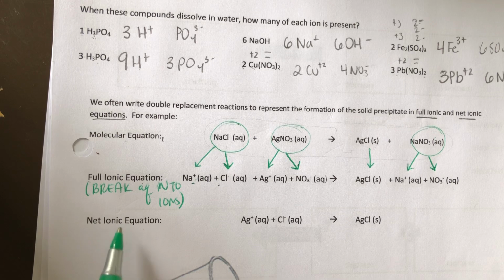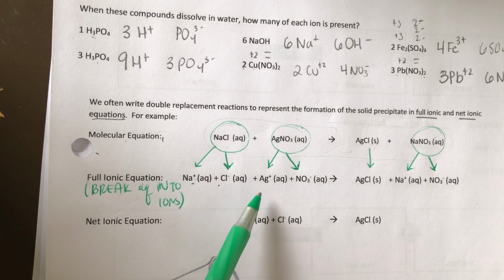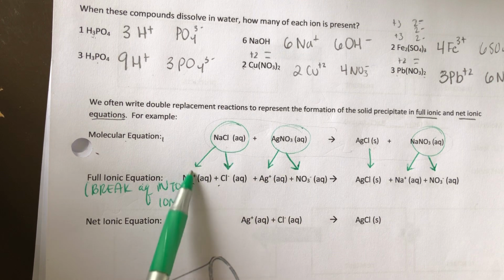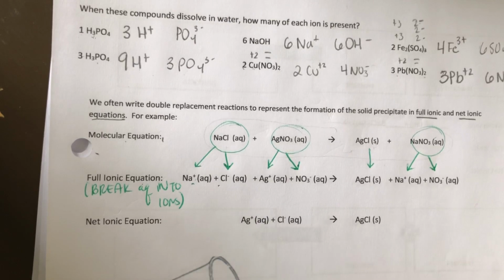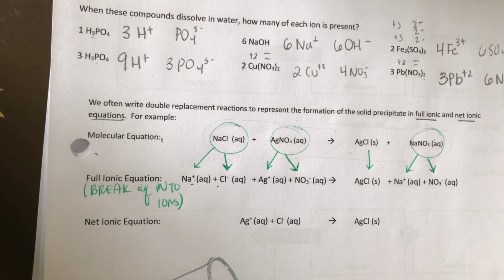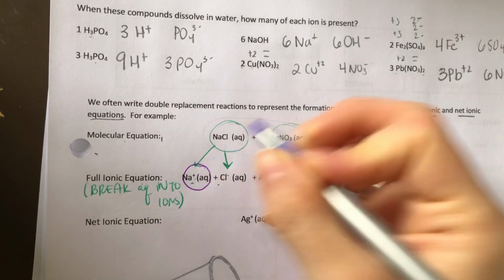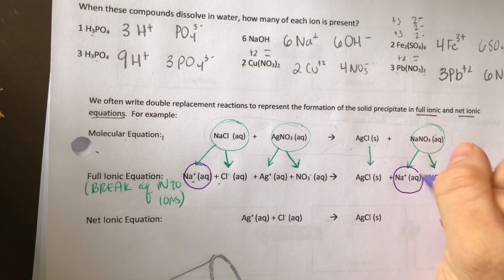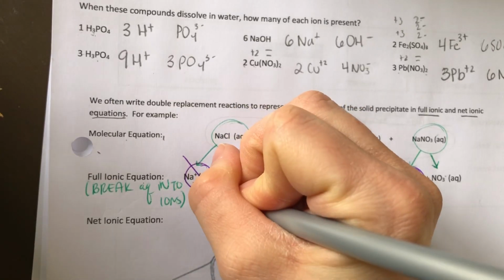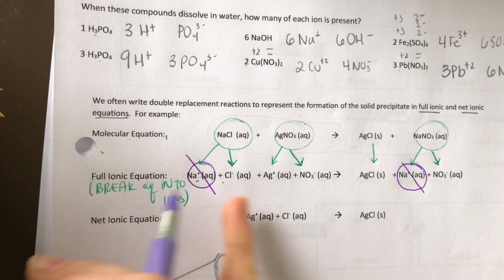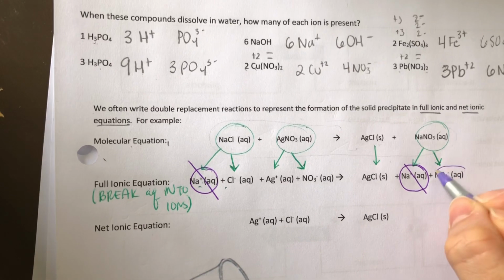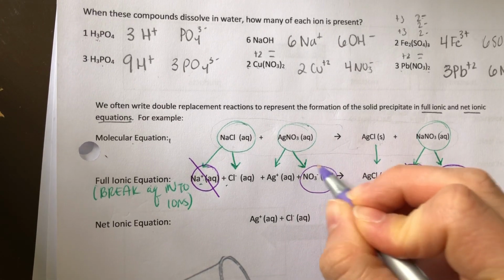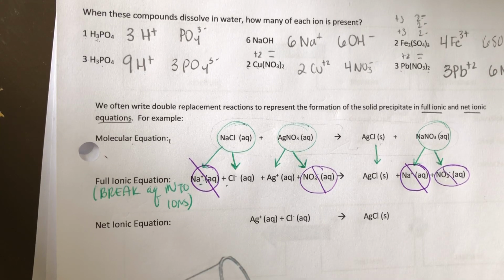To go to net ionic, notice that there are some ions on the left side of the reaction that are the exact same as what you see on the right. Do you notice any? Sodium is one. We have a sodium plus ion on the left and a sodium plus ion on the right. Those are going to cancel. If you have one on the left and one on the right, that means the sodium ion did not change whatsoever. We have another one. Can you see it? It's nitrate. One on the left, one on the right. That means the nitrate did not change whatsoever either.